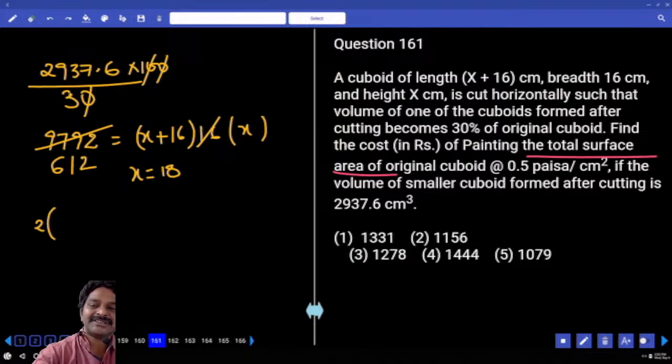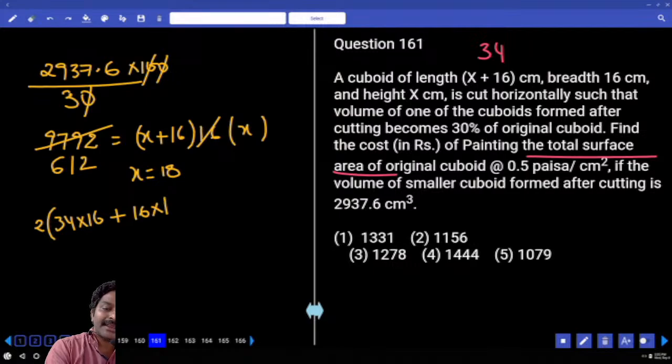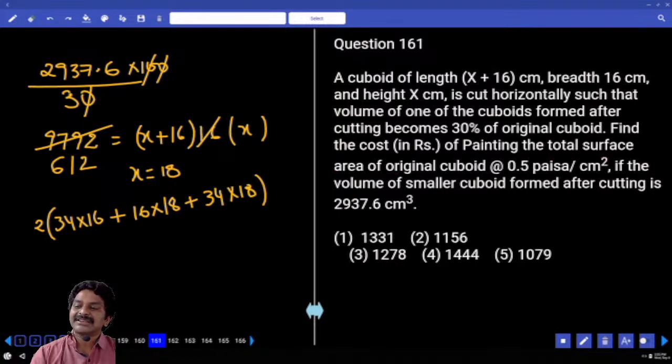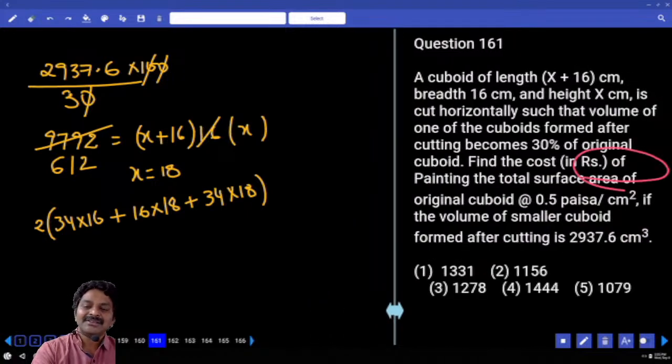Length, how much is length? 34. 34 into 16, BH, 16 into 18 plus 34 into 18. This is what? Total surface area. And the costing they said half a paisa, 0.5.